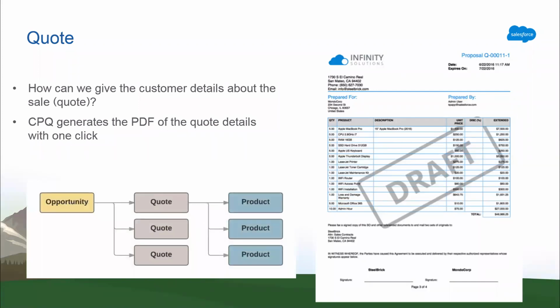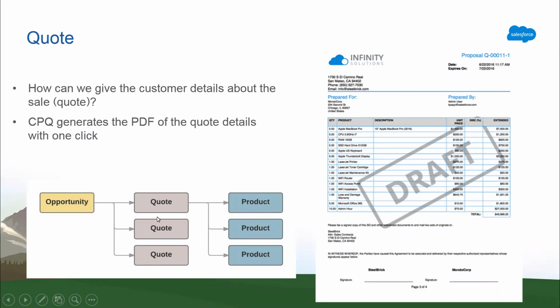Here is the data schema. So you create a new quote on the opportunity and add products to it. You can create as many quotes as you like on the opportunity, but the primary quote is the one that is synced with the opportunity.